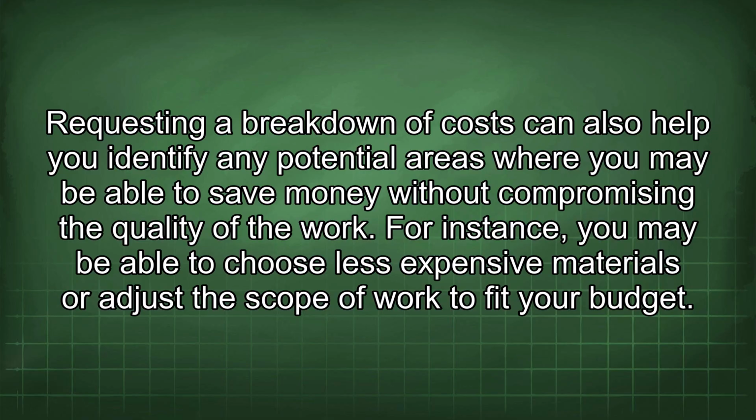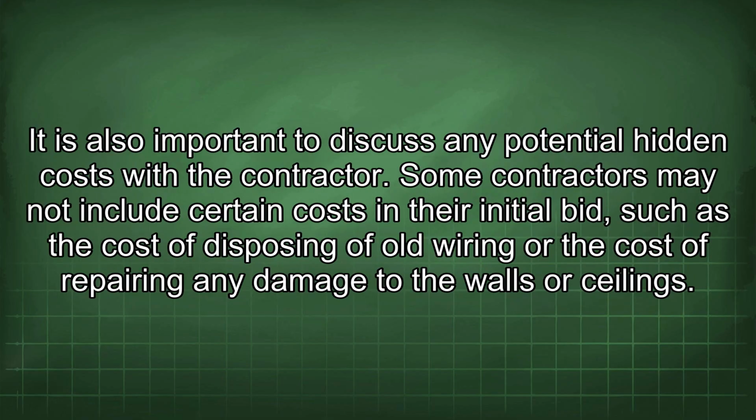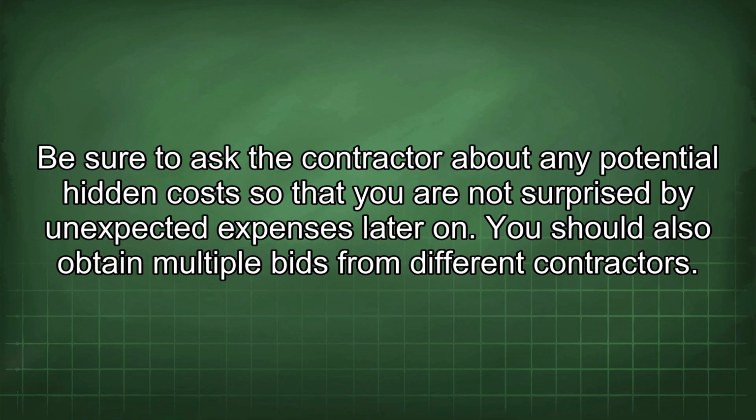For instance, you may be able to choose less expensive materials or adjust the scope of work to fit your budget. It is also important to discuss any potential hidden costs with the contractor. Some contractors may not include certain costs in their initial bid, such as the cost of disposing of old wiring or the cost of repairing any damage to the walls or ceilings. Be sure to ask the contractor about any potential hidden costs so that you are not surprised by unexpected expenses later on.